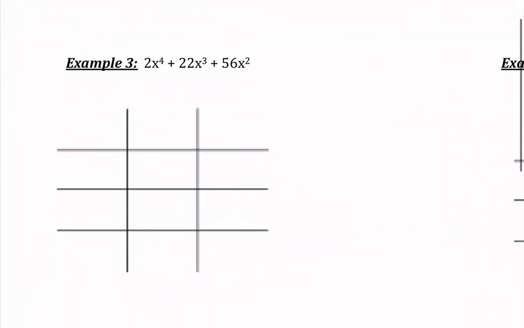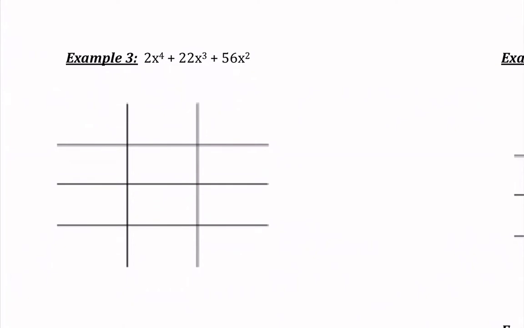All right, trying another one. So we're going to find our greatest common factor. So I'm going to start with my coefficients. So 2, 22, and 56. I know the greatest number that goes into all three of these numbers is a 2.